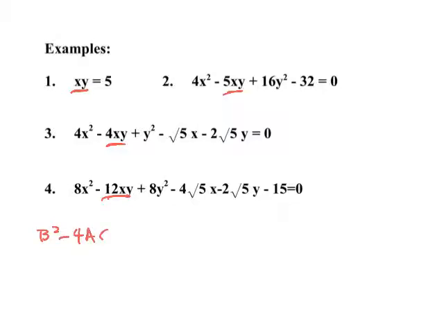So on example 1, b is 1, because that's the coefficient of the xy term. So we have 1 minus, there is no x squared term, which the coefficient would be a, and no y squared term. So that means 1 minus 0, which equals 1. And 1 is greater than 0. So this is a hyperbola. Feel free to go back in the slide to look at the formulas again. Greater than 0 means it's a hyperbola.